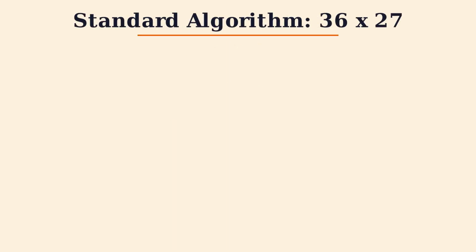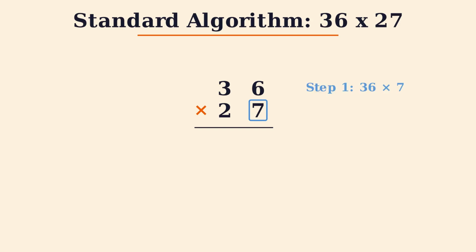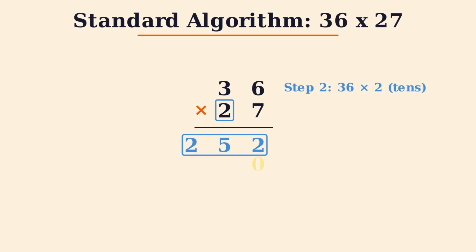Now let's use the standard algorithm to solve 36 times 27. First, multiply 36 by the ones digit, which is 7. Start with ones. 7 times 6 equals 42. Write down 2 and carry the 4. Then 7 times 3 tens equals 21, plus the 4 we carried equals 25. So our first row is 252.